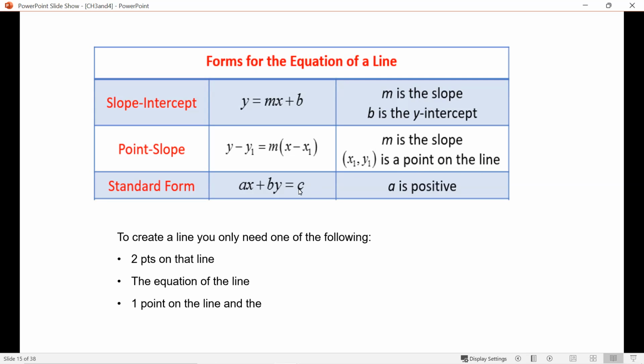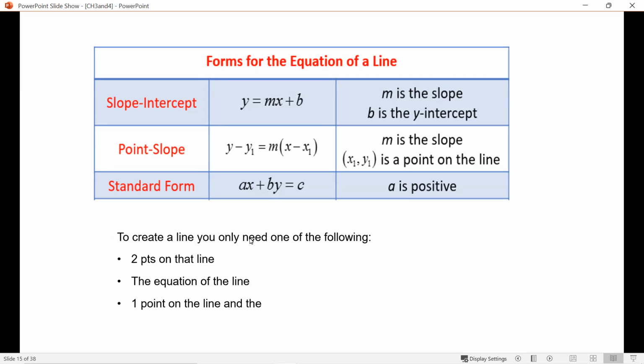Now, if we rearrange it and say our x term plus our y term equals a constant, that's what we're going to call standard form. Okay, and in standard form, we always want our a to be positive, even if that means we're going to have to multiply the whole equation by -1.